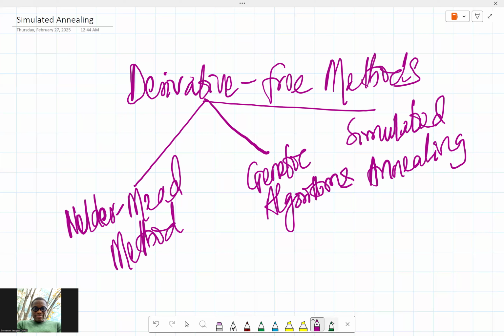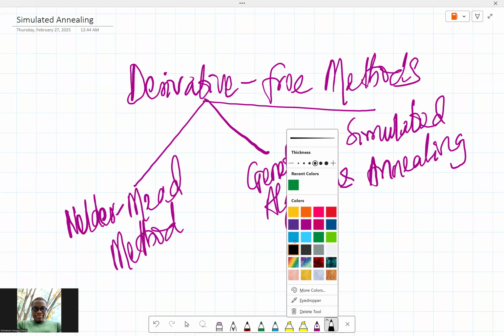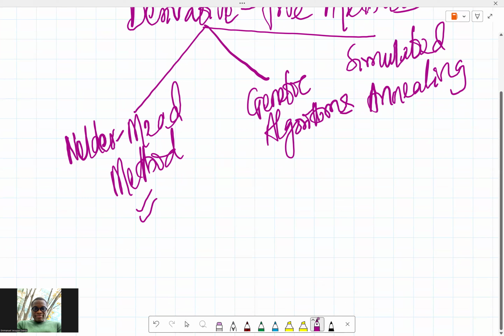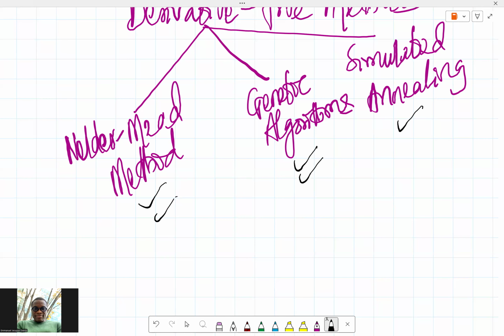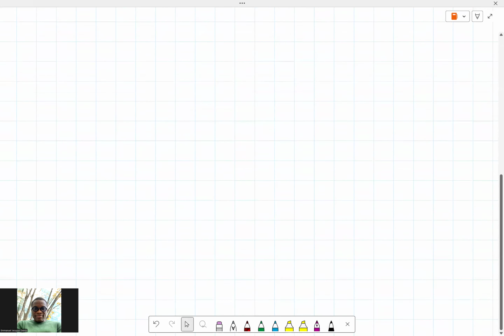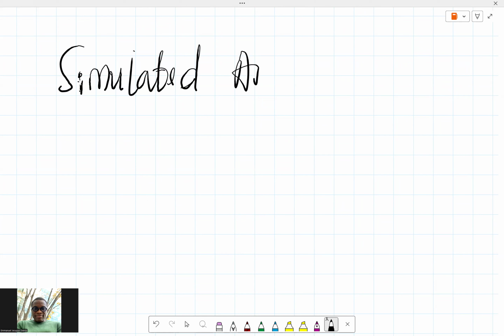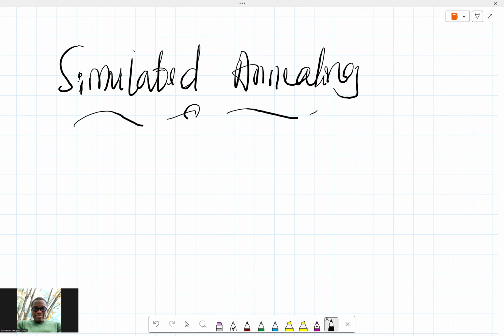We have considered the Nelder-Mead method in a previous video. Then we've seen genetic algorithms. So our focus now is going to be simulated annealing. Annealing is a metallurgical thing, like I said already.